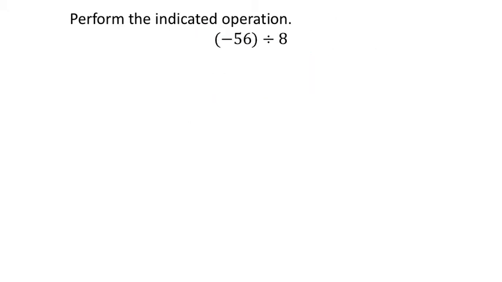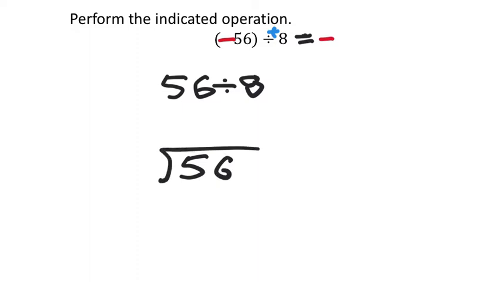Bam. Or this one, negative 56 divided by positive 8. And so with the negative 56 and the positive 8, well, these are opposite signs, which means that the answer is a negative. Well, then we just do straight 56 divided by 8. And again, if you need to set this up with some long division, that's up to you.